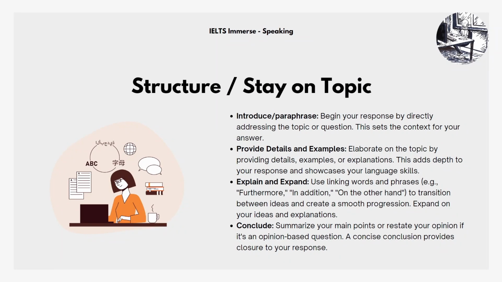Let's talk about structure and staying on topic. I have given so many students the IELTS test preparation before, and a lot of the times they can get confused with what they want to answer in the question. They start a sentence, and by the end of the sentence, they have made a different point. Stay on topic, stay on the task. This is a lot clearer and more coherent for the examiner or the listener.